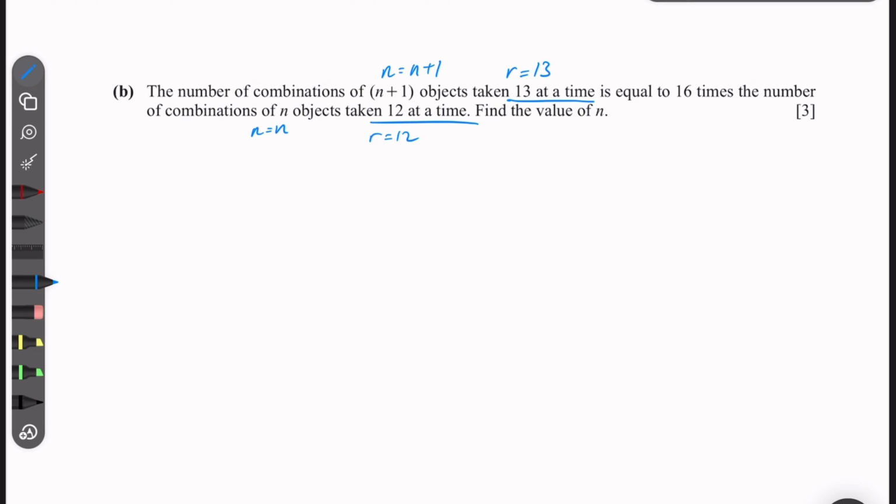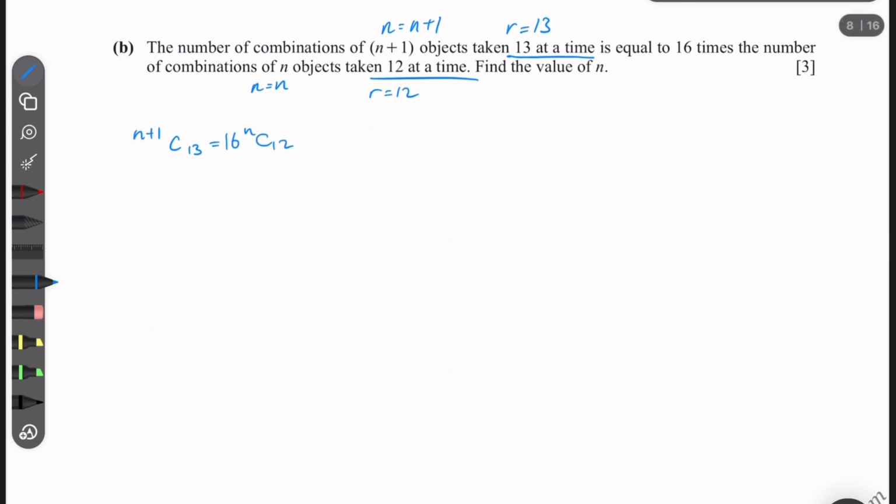And the question says that 16 times the second part is equal to the first part. So we can form an equation. But first, let's write down this. Okay. And then we can use the combination formula, which is n factorial over r factorial times n minus r factorial. You can use this.